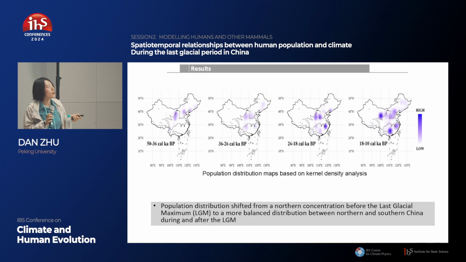For the spatial analysis, here are the kernel density maps separated for the 4 different time periods. In the early period, the humans are mainly clustered in northern China, especially the Yellow River Basin. As the climate gets colder towards the LGM and then the post-LGM, the humans emerged in southern China, first in the Yangtze River Basin and later in the more southern Pearl River Basin.